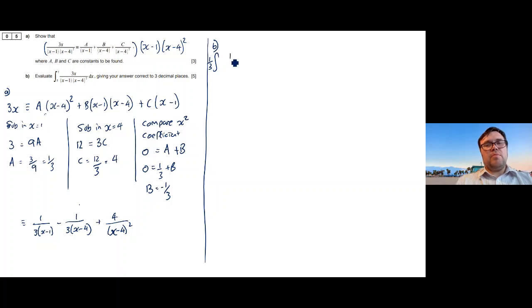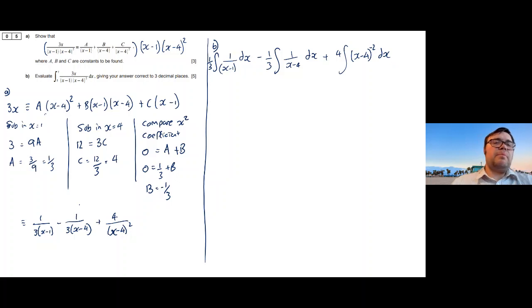So I'm going to be integrating 1/x minus 1 dx minus 1/3, 1/x minus 4 dx plus 4 over x minus 4 all squared. Actually, no, I don't want it written like that. x minus 4 to the minus 2 dx. And yes, I do know, and I am aware that the limits are 7 and 5, but I'll sort them out after I've done these.